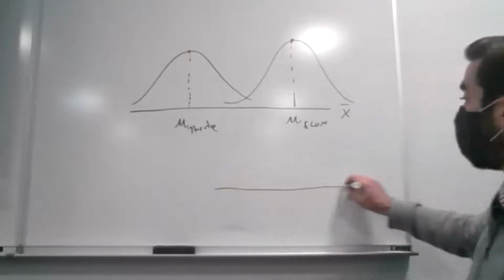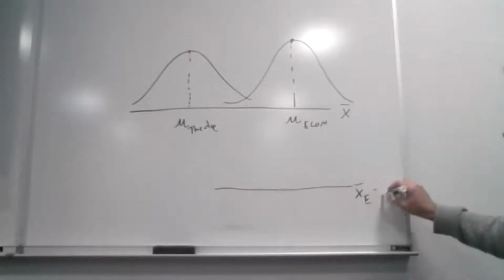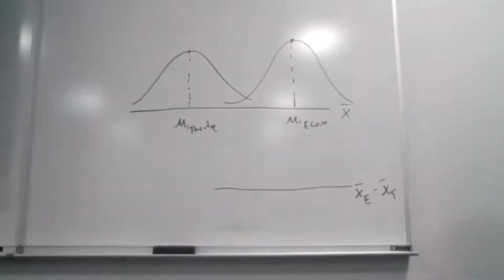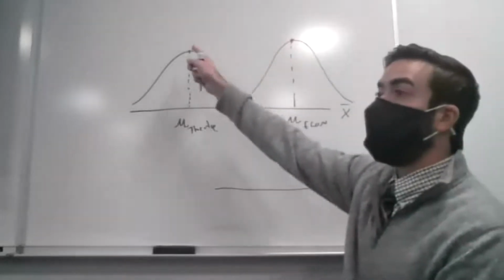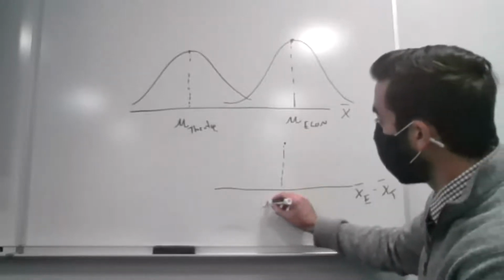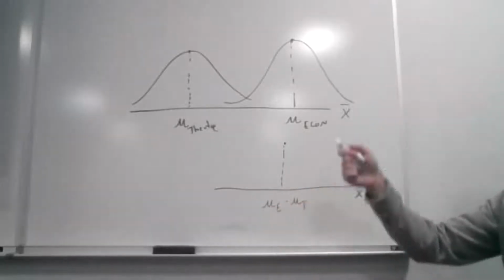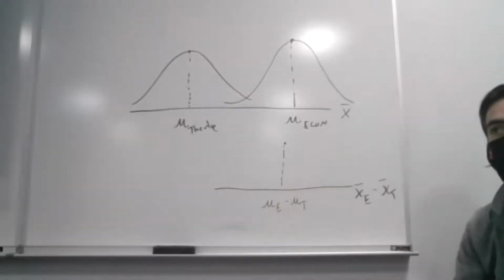So if I'm thinking about down here, econ minus the theater majors, right? If I'm thinking about the most likely outcomes I will see for those sample means, the first one would be whatever the difference is between those true population means. So the most likely outcome will be whatever that difference would be in the true population means.